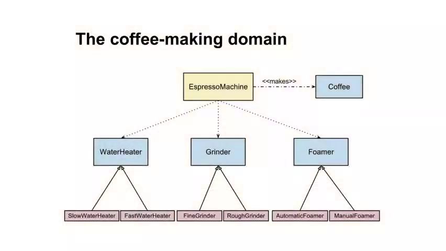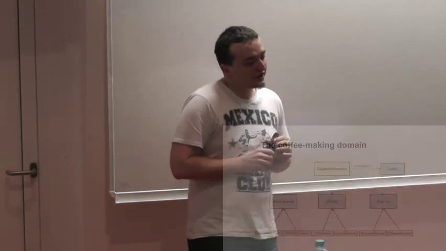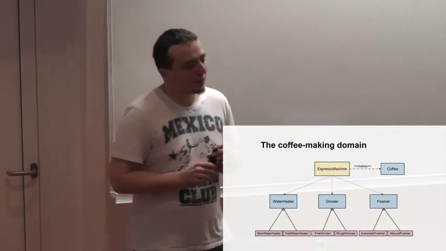So let's look at the examples we'll be using in this whole presentation, and we'll be making coffee. The example is quite trivial, but there's no time or space to work with more involved examples. So we have an espresso machine, which is a component that has three dependencies: the water heater, grinder, and a foamer.